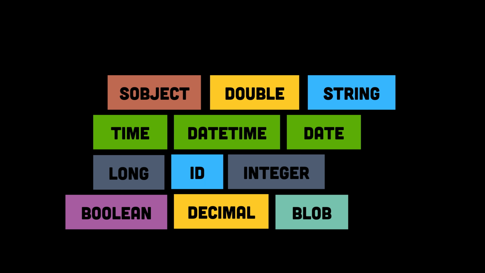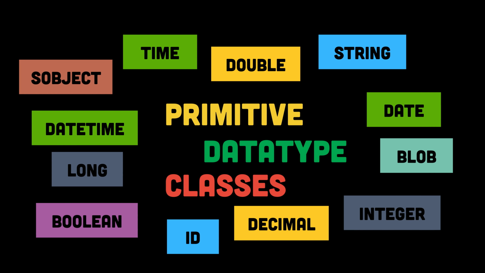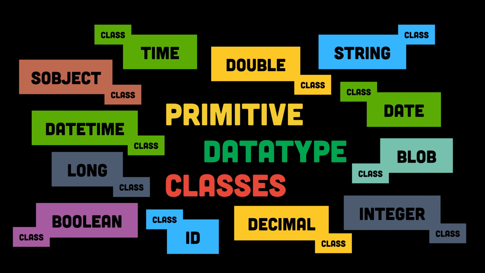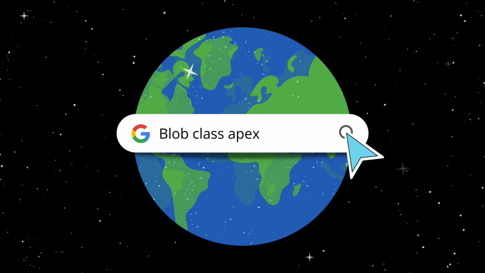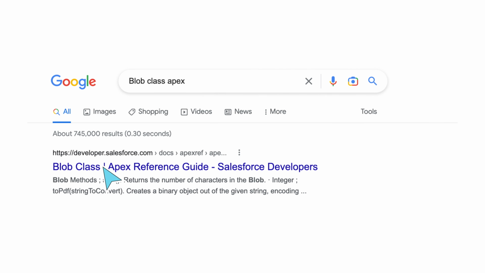We already know what the primitive data types are, but in this video, we will be taking a look at primitive data type classes. Well, some of them. Let's start with the blob class. If we go to the documentation right now, it would look something like this.